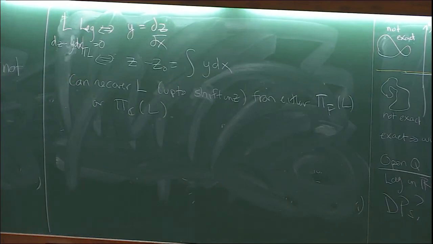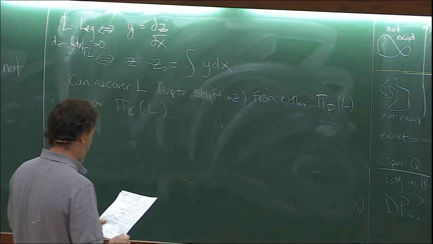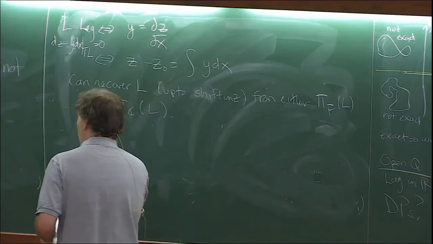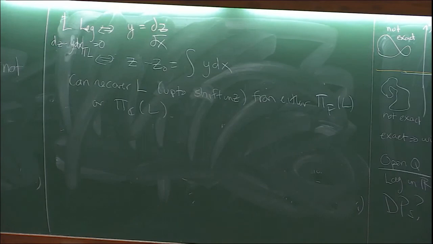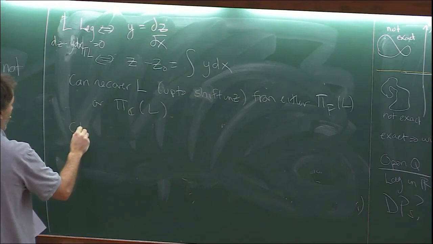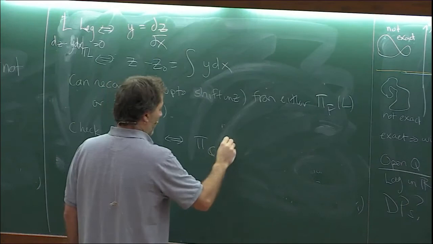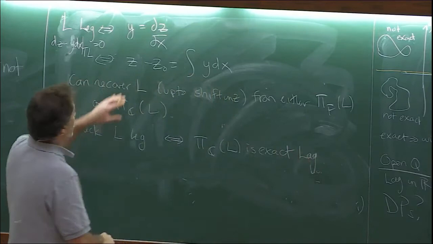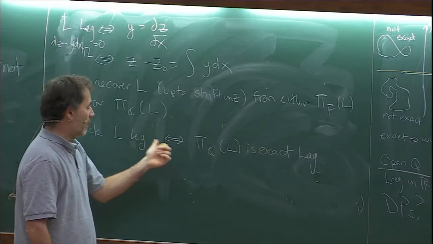So, let's see, where am I? Right. Well, let me finish the one-dimensional case and then I'll generalize this. You can check that L is Legendrian if and only if the projection of L is an exact Lagrangian. That's just basically saying that this integral is well-defined. I should be a little clever here because it could be a Legendrian immersion if I'm not careful, but at least it's Legendrian. So maybe it's best to say it that way.